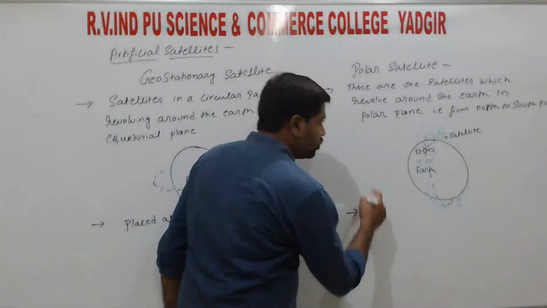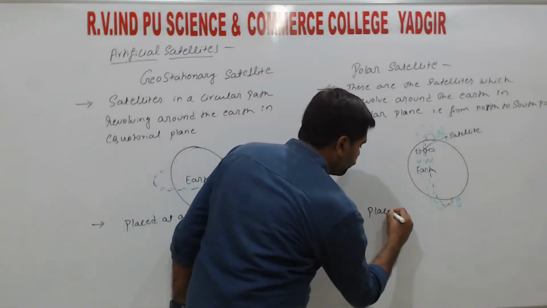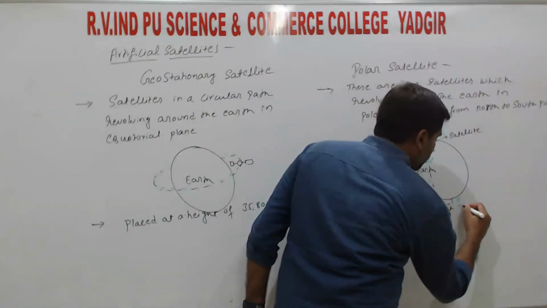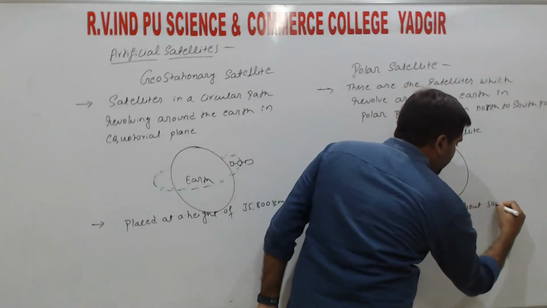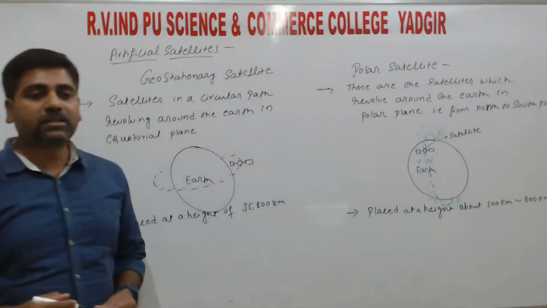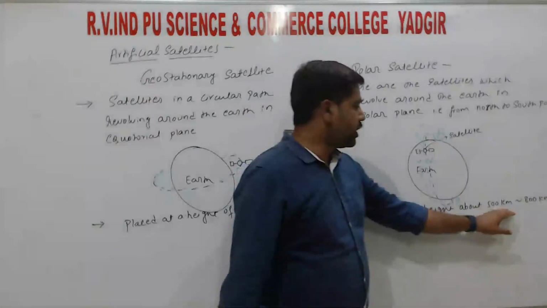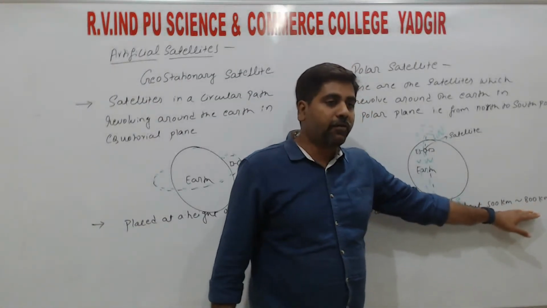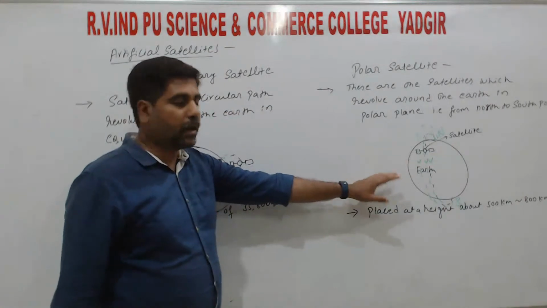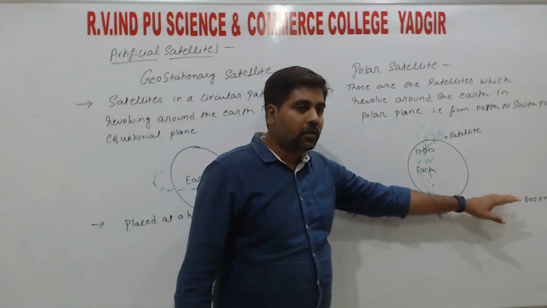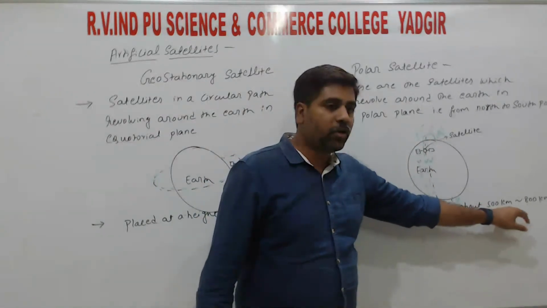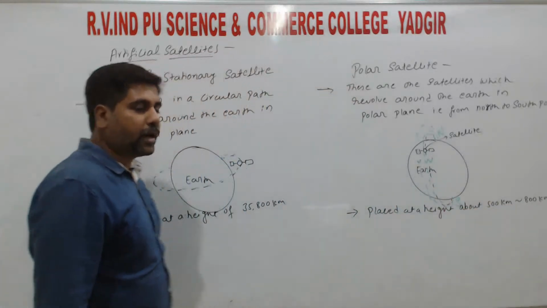So polar satellites are placed at a height of about 500 kilometer to 800 kilometer, right? So the polar satellite height is just 500 kilometers to 800 kilometers. This height is very less compared to the radius of the earth. The radius of the earth is 6,400 kilometer, which is very much greater than the polar satellite height. So the polar satellite height is just about 500 kilometer to 800 kilometer, right?